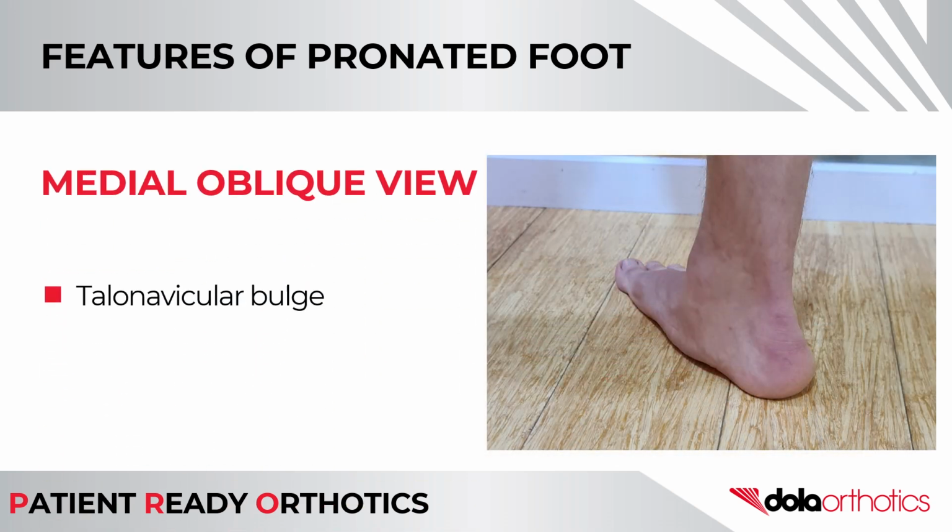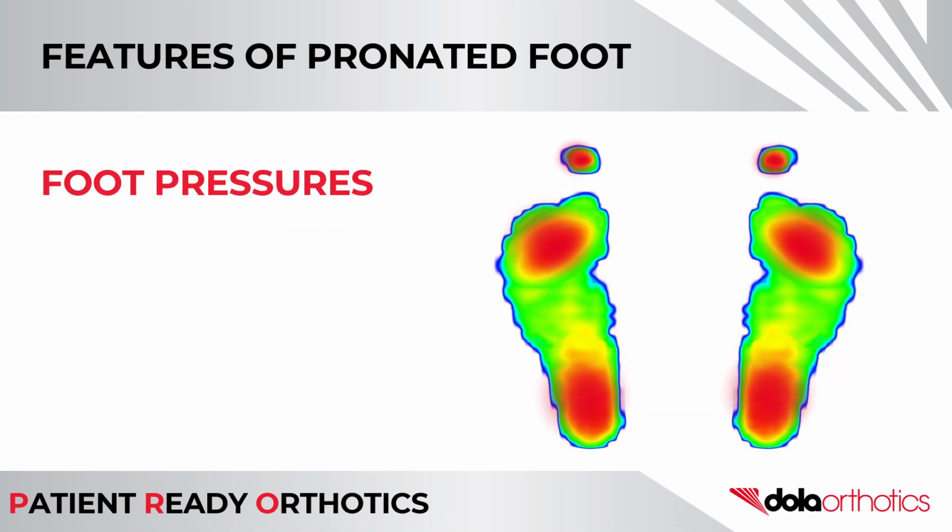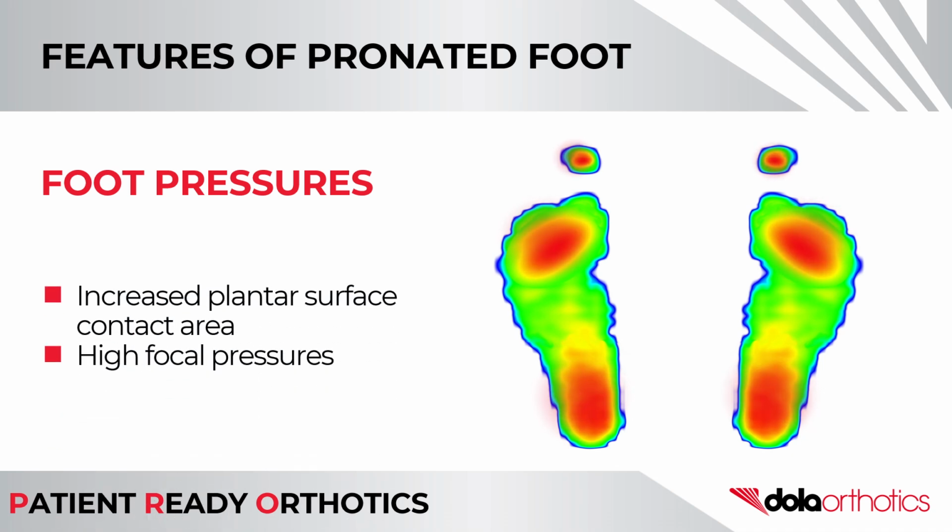From the medial oblique view, the talar navicular region may appear more prominent, otherwise known as a talar navicular bulge. Using plantar pressure analysis, this foot may present with an increased plantar surface contact area and high focal or local pressures, often at the second metatarsal, metatarsals 2 to 4, or the medial and distal hallux.